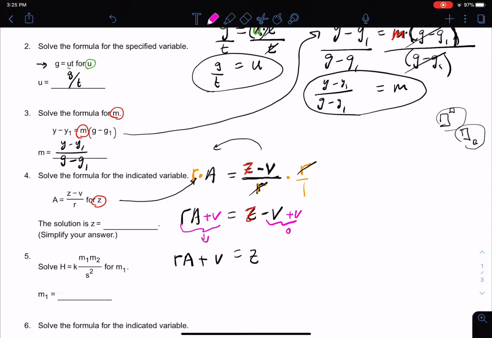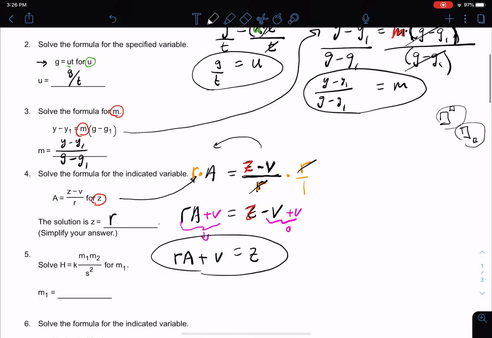And then that follows that we get that down there. So we're done. So we just finished, what problem is this? Number 4, RA plus V. There's your answer. Z equals RA plus V.